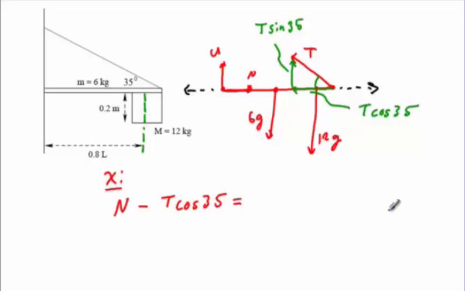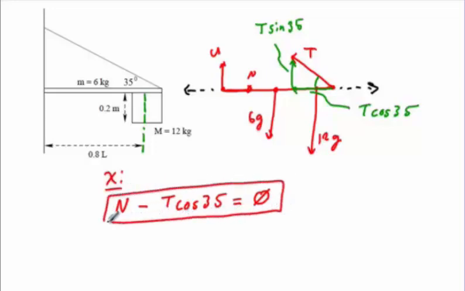Since there's no acceleration in any direction, the forces sum to 0. This equation has two unknowns, and therefore we will place it in a box to save it for later. Next is an analysis of the y direction. We will call up positive for y, in which case there are two up and two down forces.